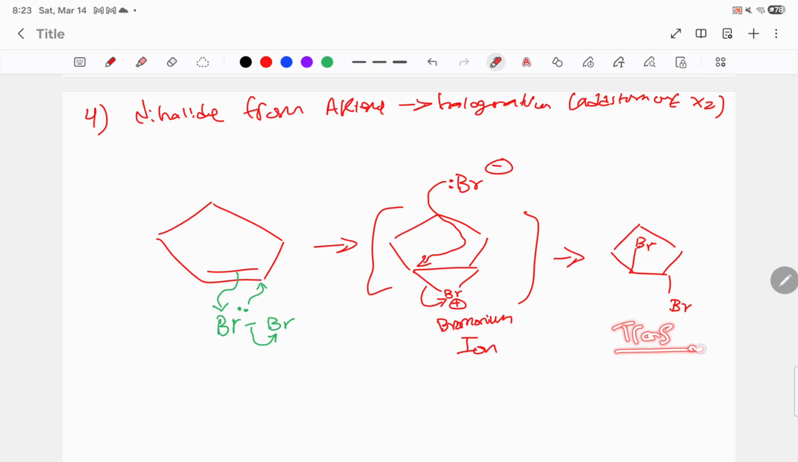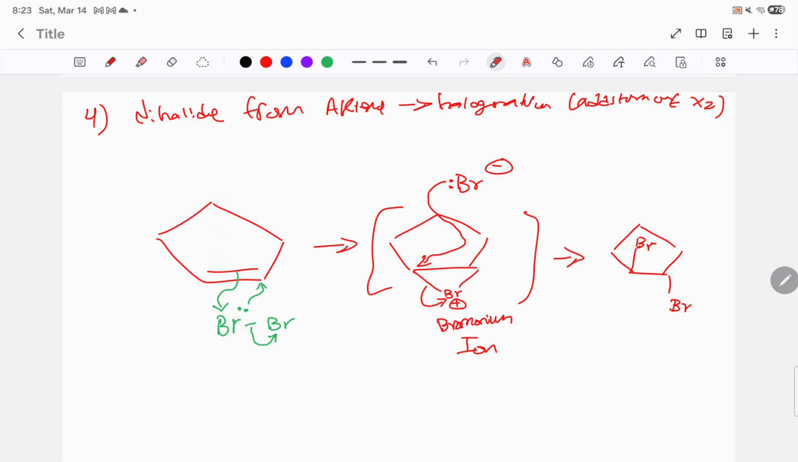In this case, the regioselectivity is not an issue for us because this is a symmetrical alkene. For an unsymmetrical alkene, the halogen could add to both carbons, and no regioselective preference exists. Okay?